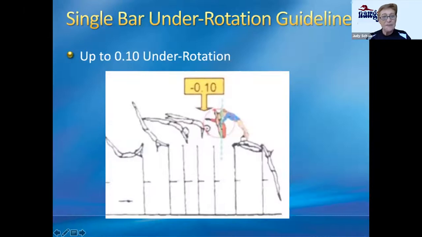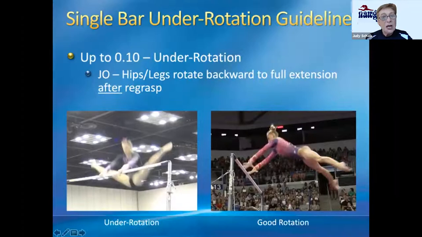Now let's look at the JO definition of under rotation. Hips/legs need to rotate backward to full extension after the regrasp. Now here, obviously, this gal is regrasping with her legs behind her shoulders and she has not begun to open at all. And this girl is fully extended above the bar as she regrasps the bar.